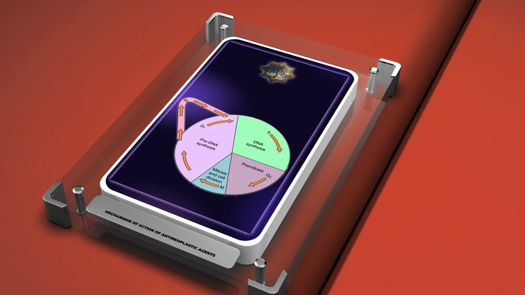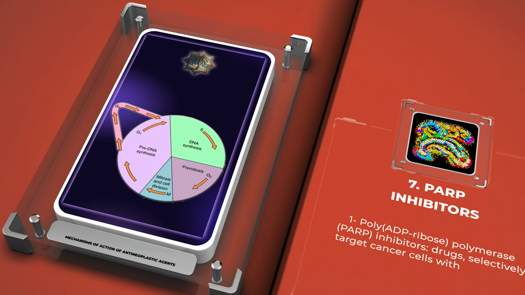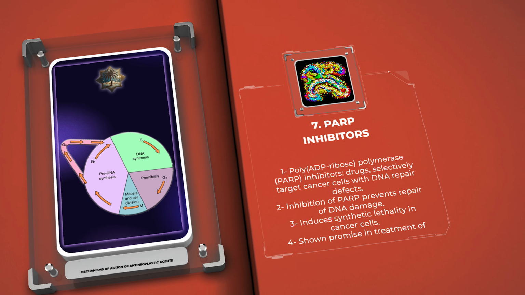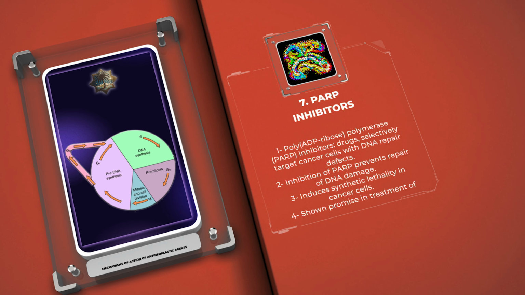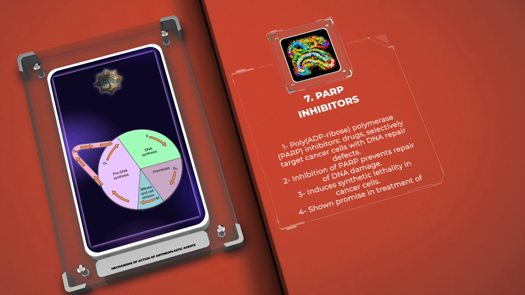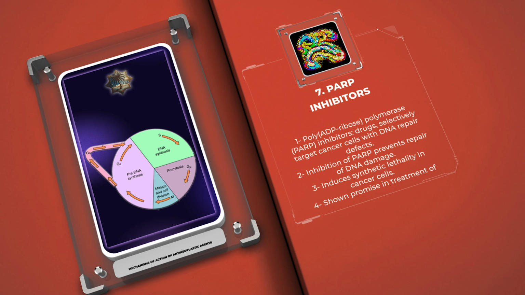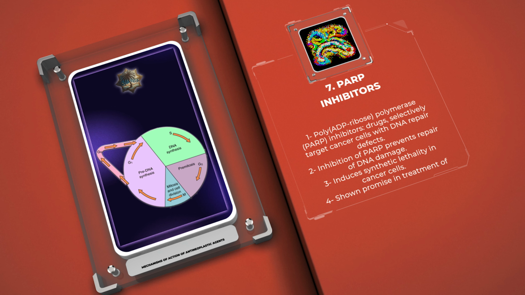Poly-ADP ribose polymerase, PARP, inhibitors are a relatively new class of drugs that selectively target cancer cells with defects in DNA repair mechanisms, such as those with mutations in the BRCA genes. These inhibitors block the function of PARP enzymes, which are crucial for DNA repair. By inhibiting PARP, these drugs prevent cancer cells from repairing DNA damage and induce synthetic lethality. PARP inhibitors, such as olaparib, rucaparib, and niraparib, have shown great promise in the treatment of ovarian and breast cancers.